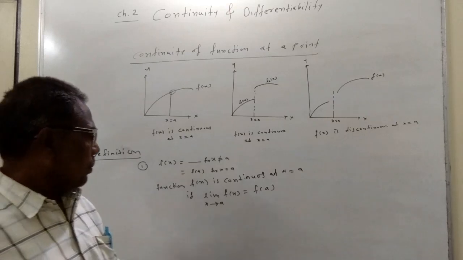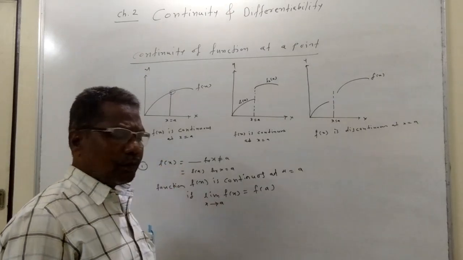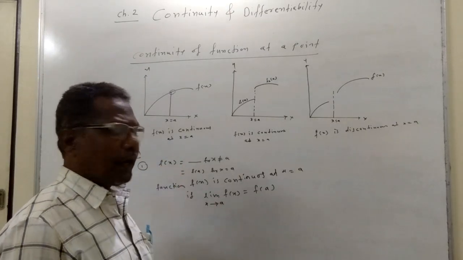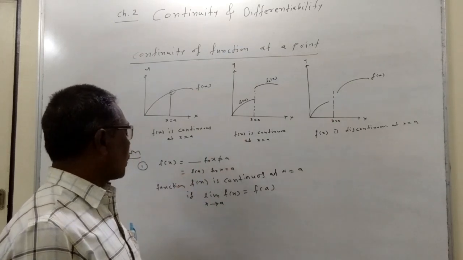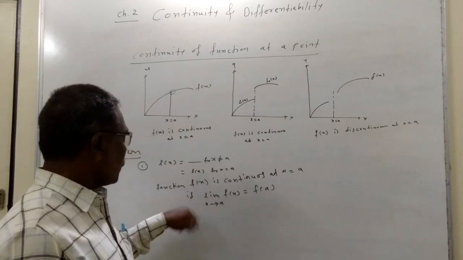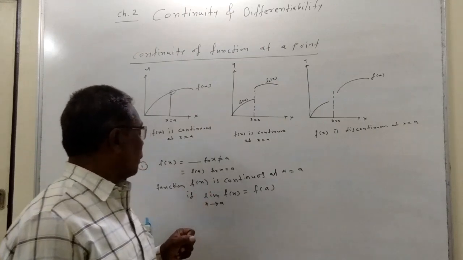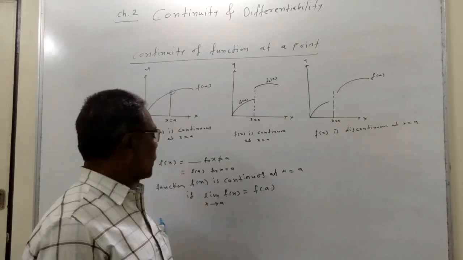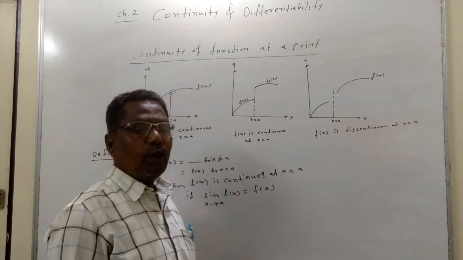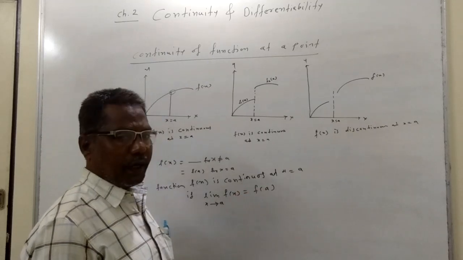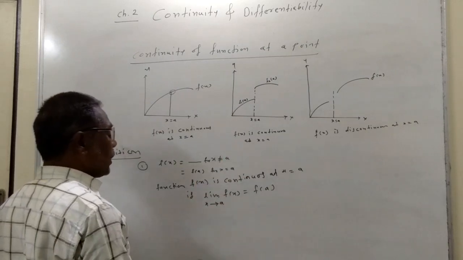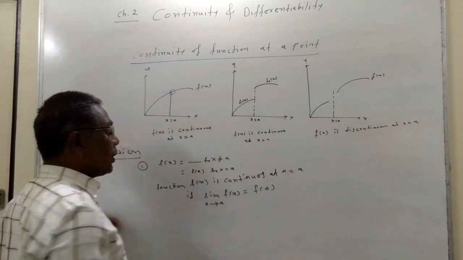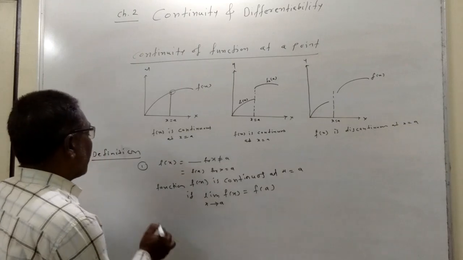The meaning of that is, for this type of function, that is, a function defined for x not equal to a and for x is equal to a, the limiting value of the function, limit x tends to a f of x, is equal to the value of the function at x is equal to a. Then f of x is continuous. The function f of x is continuous at x equal to a if limit x tends to a f of x is equal to f of a.